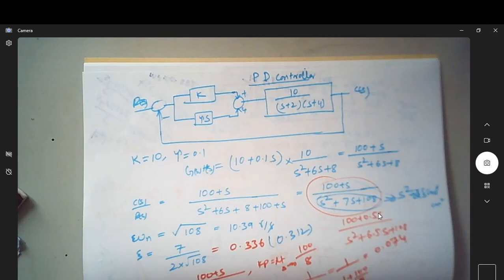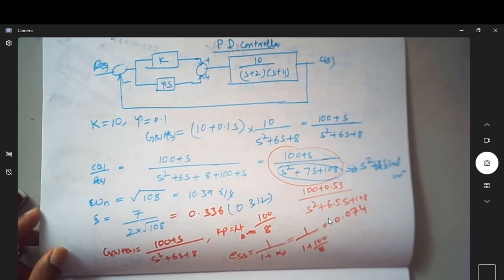Okay, in the next video we will see PI controller and PID controller. PI controller stands for proportional and integral controller, whereas PID is proportional, integral and derivative. All the three effects will be there. Thank you.